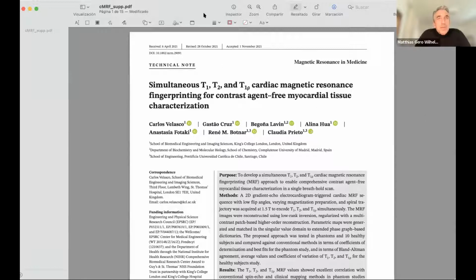So do you think it requires more optimization, or is it just that we say, okay, if you do fingerprinting, then you need a set of normal values, which we would anyway need for each scanner, and then go from there? So what do you think should be the next step? And Claudia and René, feel free to jump in at any time. But Carlos, what do you think?